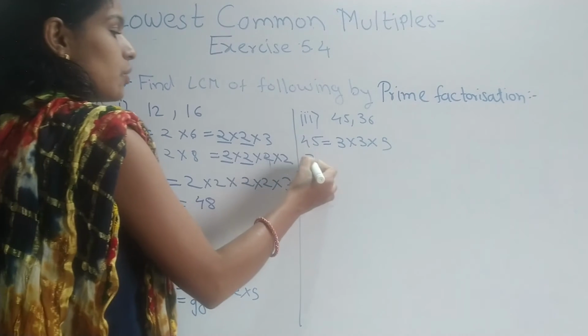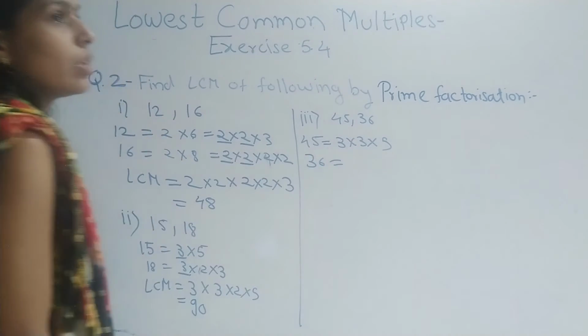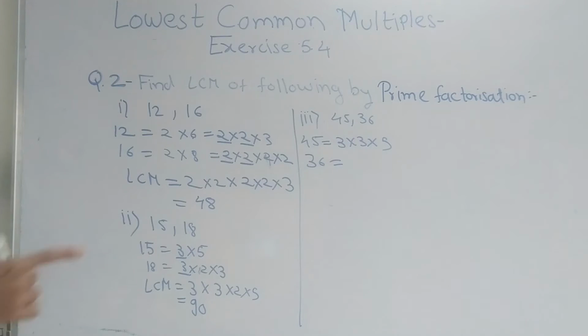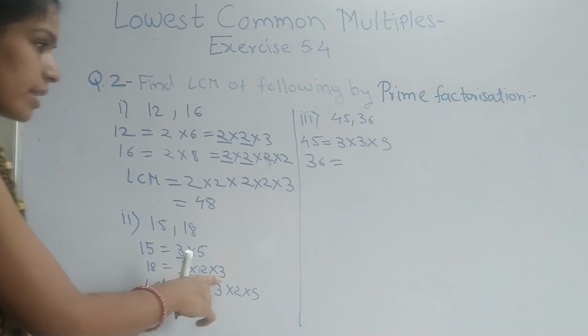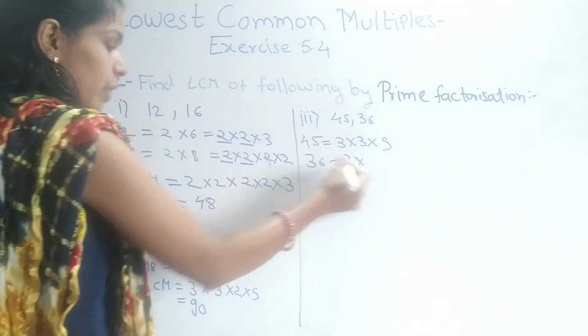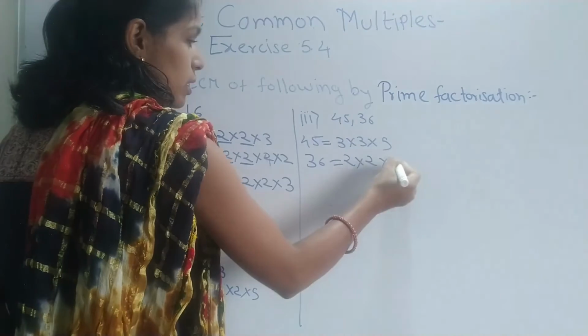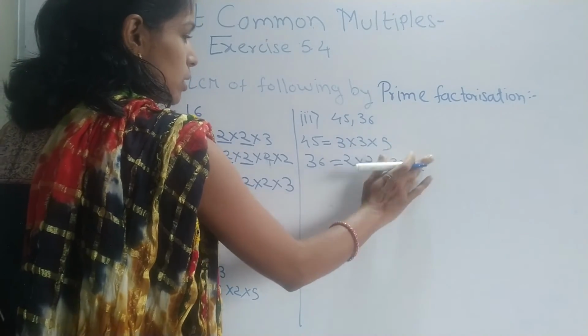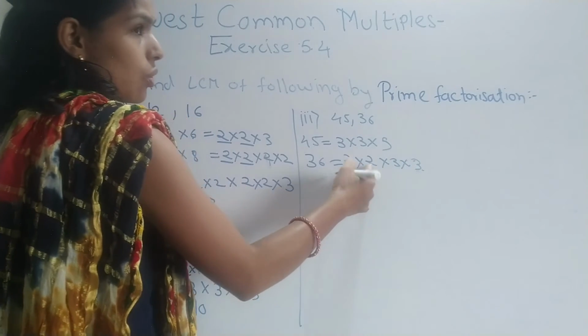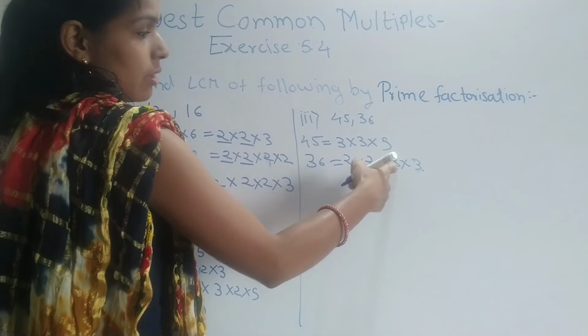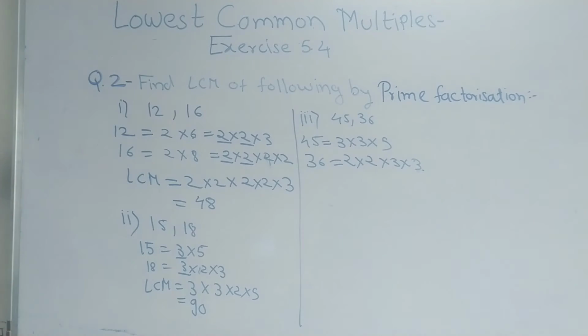And the factors of 36 are, we know that 2 18s are 36, and 18 has a further factorization like this. So 2 into the factors of 18, that is 3 into 2 into 3. We can write it as 2 into 3 into 3. 2 2s are 4, 4 3s are 12, 12 3s are 36. Got it?